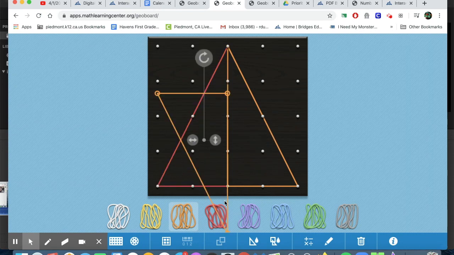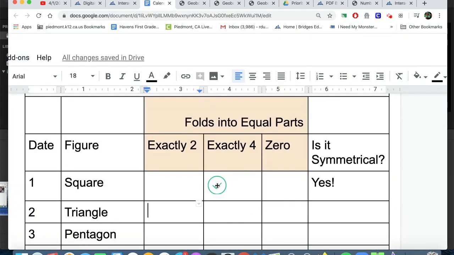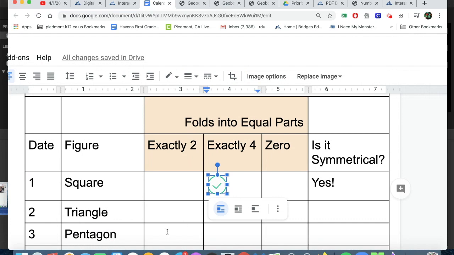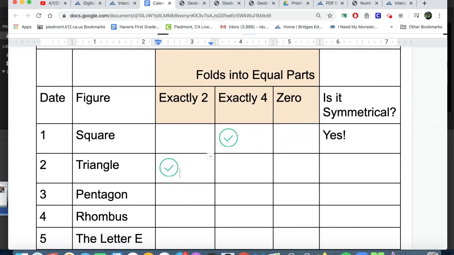Now, if you wanted to break it into four parts, could you do that? No, you cannot do that, actually. Cut it in the middle right here. This part would be too small. One part is wider. So you would say, no, you can fold it into two exact parts, but not four. But would you still say that it is symmetrical? It definitely has a line of symmetry.